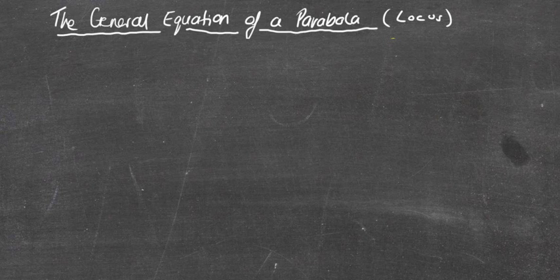We're looking at the general equation of a parabola as a locus. Now you might think we've already done that. We've done x squared equals 4ay as a locus, where a is the focal length. Well, that's true, but that's when the vertex was at the origin. So what happens when it's not at the origin? That's a really good question.